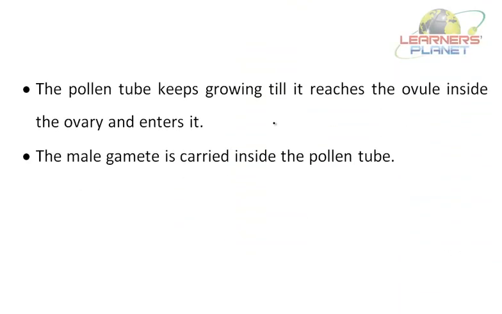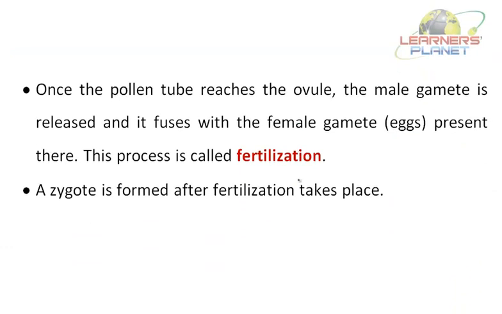So students, the pollen tube keeps growing till it reaches the ovule inside the ovary, and then it enters it. Then the male gamete is carried inside the pollen tube. So when it is carried inside the pollen tube, what happens? Yes, once the pollen tube reaches the ovule, the male gamete is released and it fuses with the female gamete, means eggs which are present there. In this way, the fertilization process takes place. A zygote is finally formed after fertilization. So in this way, after successful pollination, the fertilization process starts.